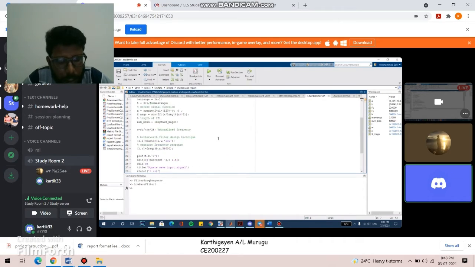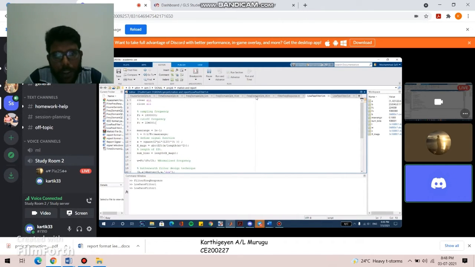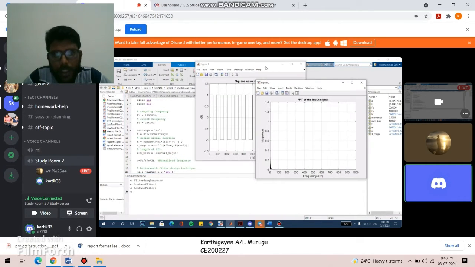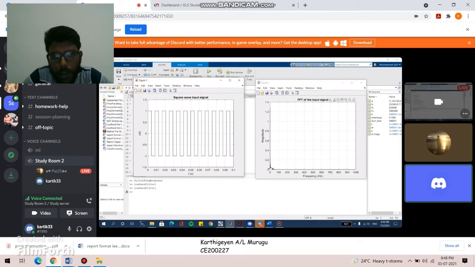This is our input signal for the time domain. Zoom in. This is our input signal. Let's go for the frequency domain.